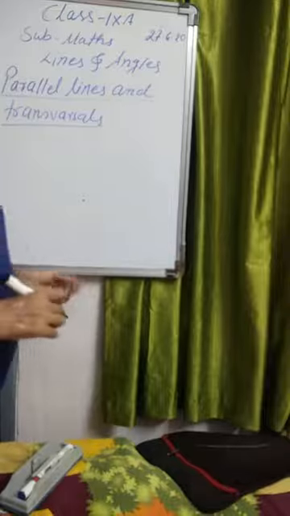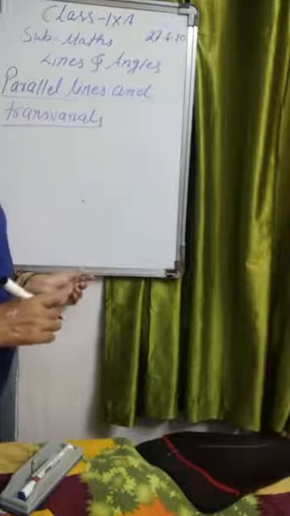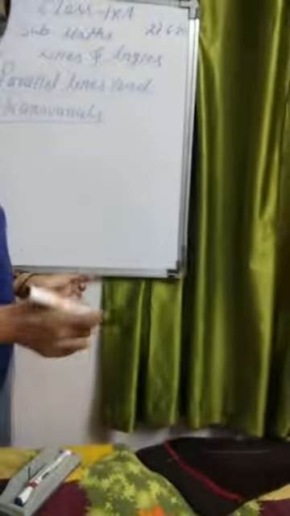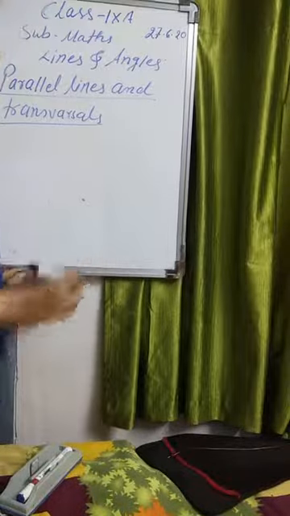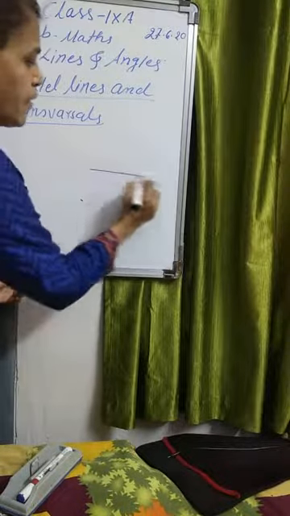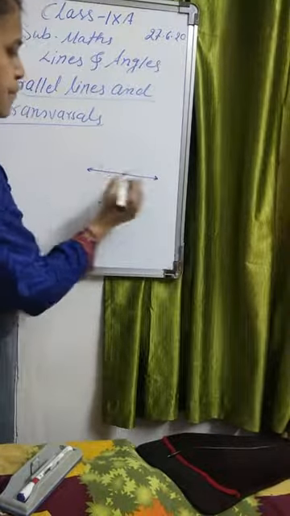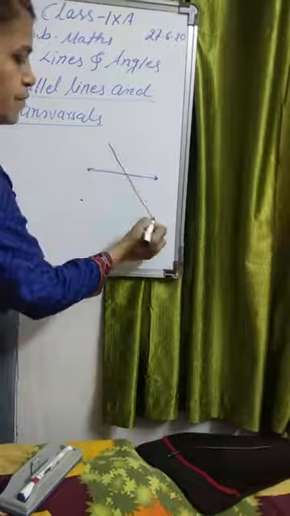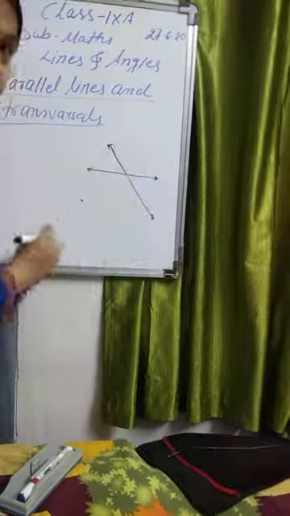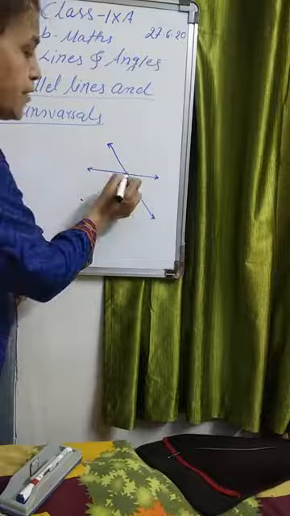Now see about the parallel lines and transversal. Do you know about the intersecting lines? Intersecting lines: the lines intersect each other at a common point.